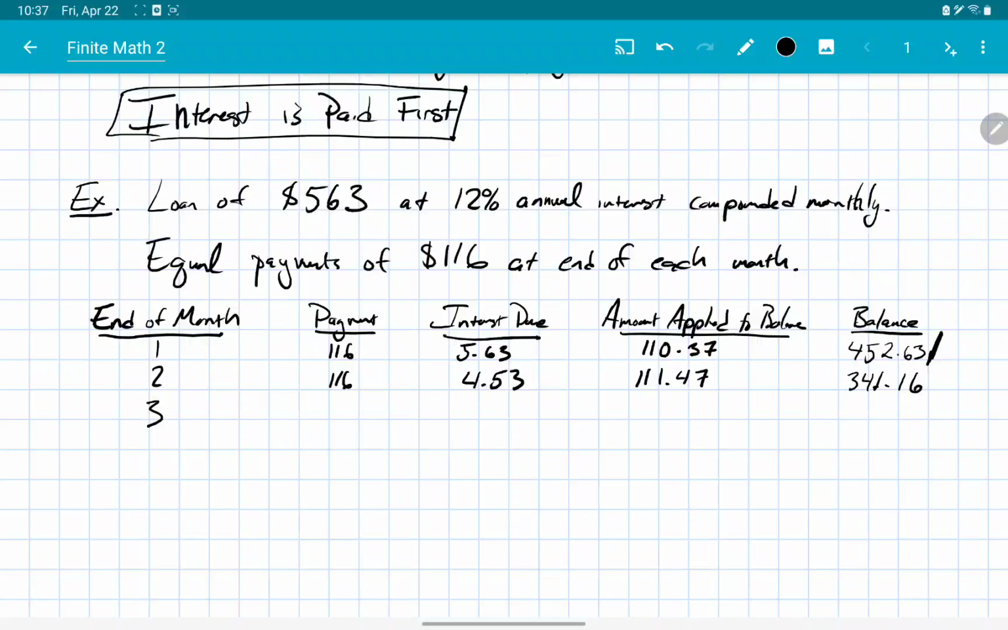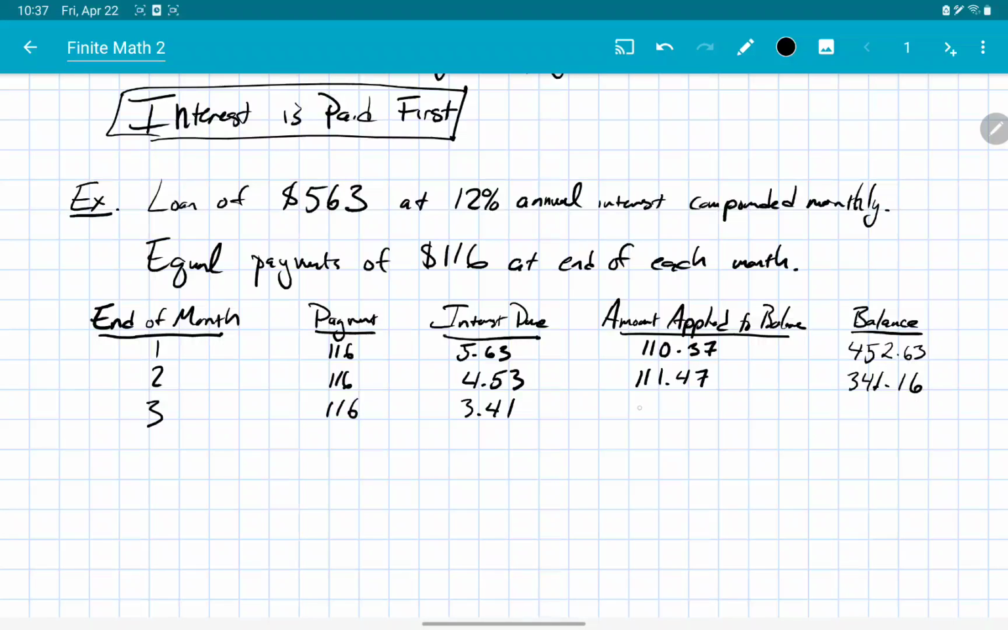So we're calculating the most recent balance now? Yeah, 1% of 341.16 is going to be 343.41. Exactly. So that's where that number comes from. And of course, we make our $116 payment again.